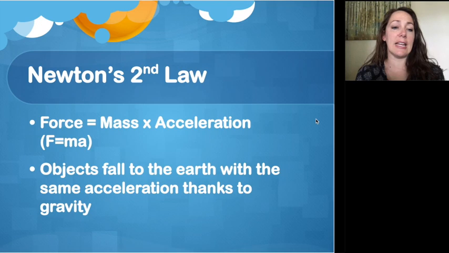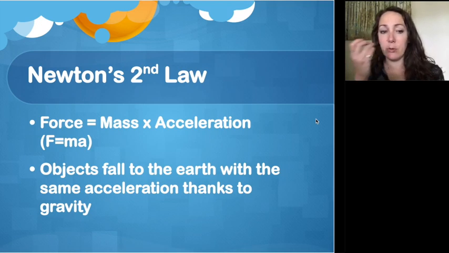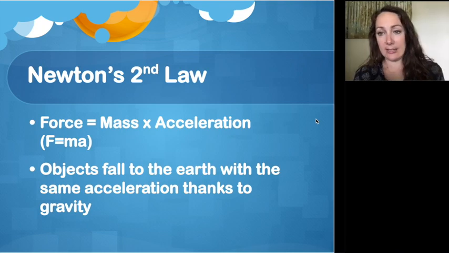Another part of Newton's second law is the equation force is equal to mass times acceleration, or F is equal to ma. Part of that equation will talk a little bit about gravity and how gravity works. Objects fall to the earth with the same acceleration thanks to gravity, 9.8 meters per second squared.